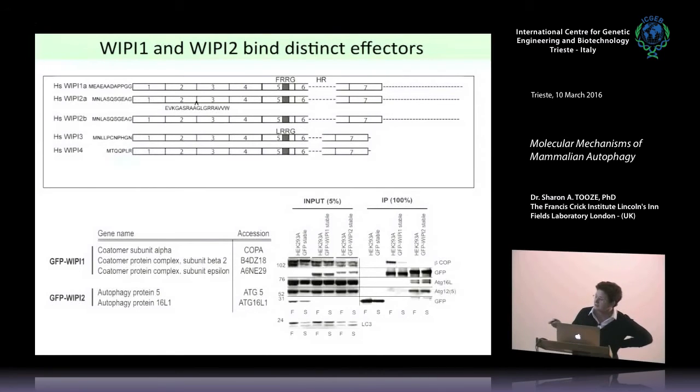And what we saw immediately is that WIPI1 and WIPI2 interact with different proteins. Interestingly, WIPI2 interacts with ATG5 and 16. I'll explain a little bit more about what these are because it went quite fast.